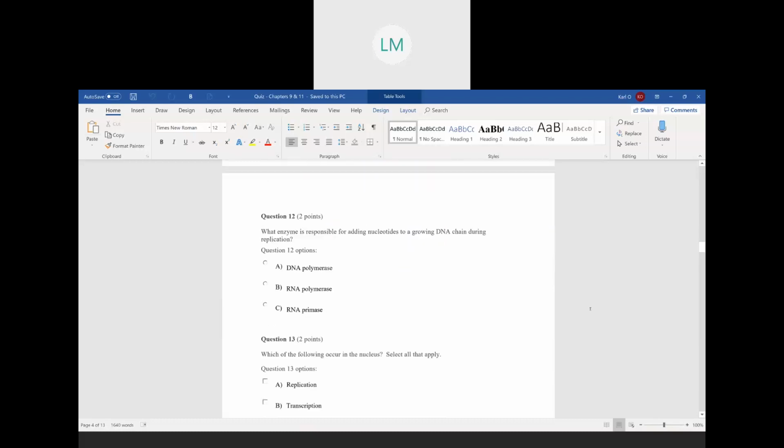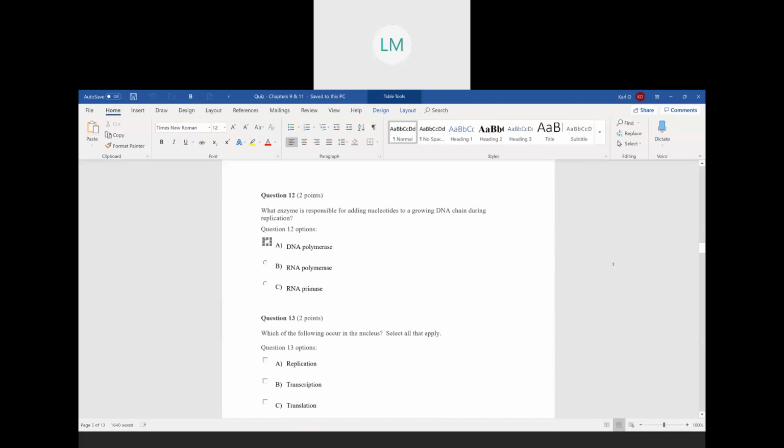Question number 12, what enzyme is responsible for adding nucleotides? So we talked about this when we were talking about helicase. This is going to be DNA polymerase, the one that's adding the DNA nucleotides to the chain, DNA polymerase.